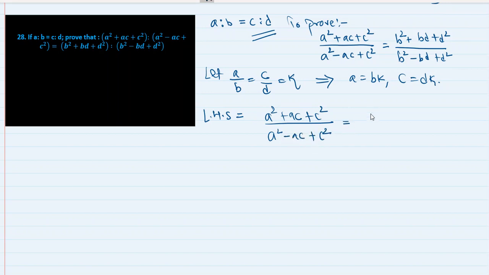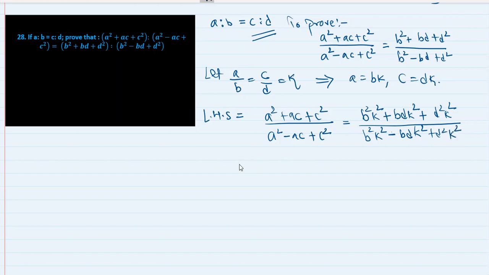And in the place of A and C, wherever there is A and wherever there is C, just put BK and DK. So B square K square plus A is BK, C is DK. So BD K square plus C square is D square K square, the whole upon the same thing, B square K square minus BD K square plus D square K square.